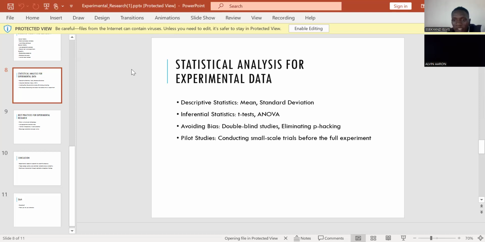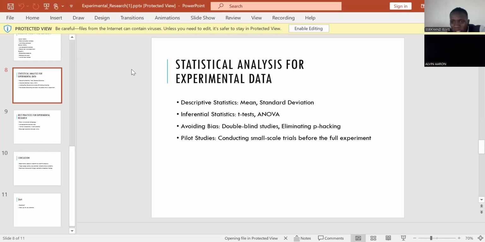Another, we shall have avoiding bias as a statistical analysis method. Avoiding bias basically emphasizes the critical need to minimize bias in your experiment. And here we shall use methods like double-blind studies. This is a procedure where neither the participants nor the researchers know which group the participants are assigned to. Basically, it helps reduce the experimenter's bias and the participant's bias.